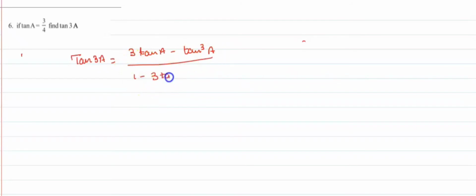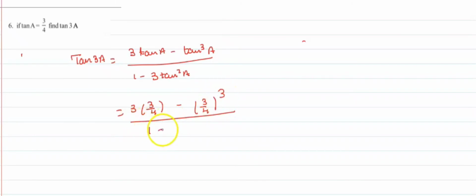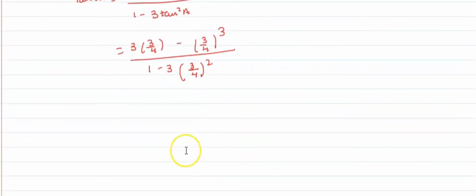If tan A equals 3 by 4, find the value of tan 3A. We have a formula for tan 3A. So tan 3A is 3 tan A minus tan cube A, by 1 minus 3 tan square A. So 3 into tan A value is 3 by 4, minus tan cube A. Tan cube A is 3 by 4 whole cube, by 1 minus 3 into tan square A. Tan square A is 3 by 4 whole square. Properly you need to simplify this.